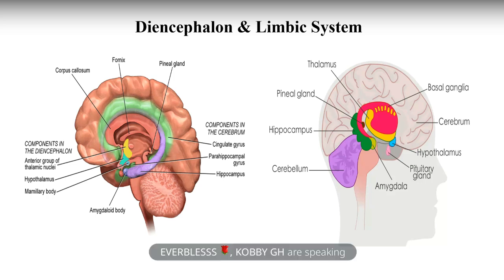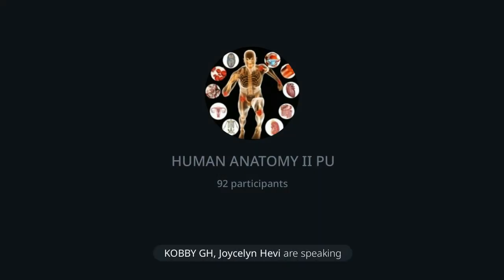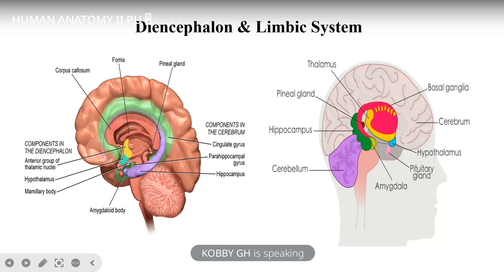And the amygdala is part of the limbic system of the brain. So here is the amygdala. In some books, they call it the amygdaloid body. Say amygdaloid body.